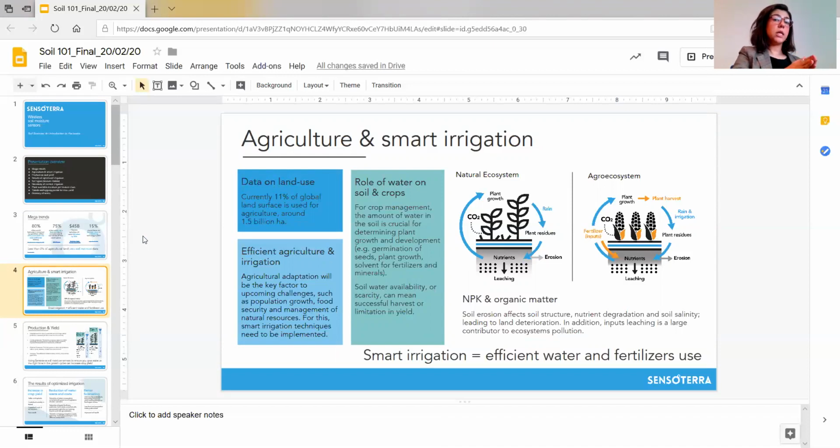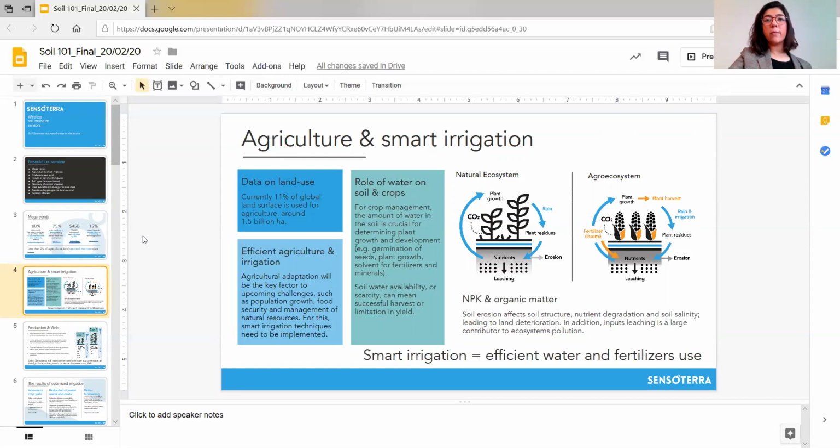We're talking about problems when considering over irrigation, but also when considering under irrigation. So precision agriculture is there to combine soil health and natural resources management.